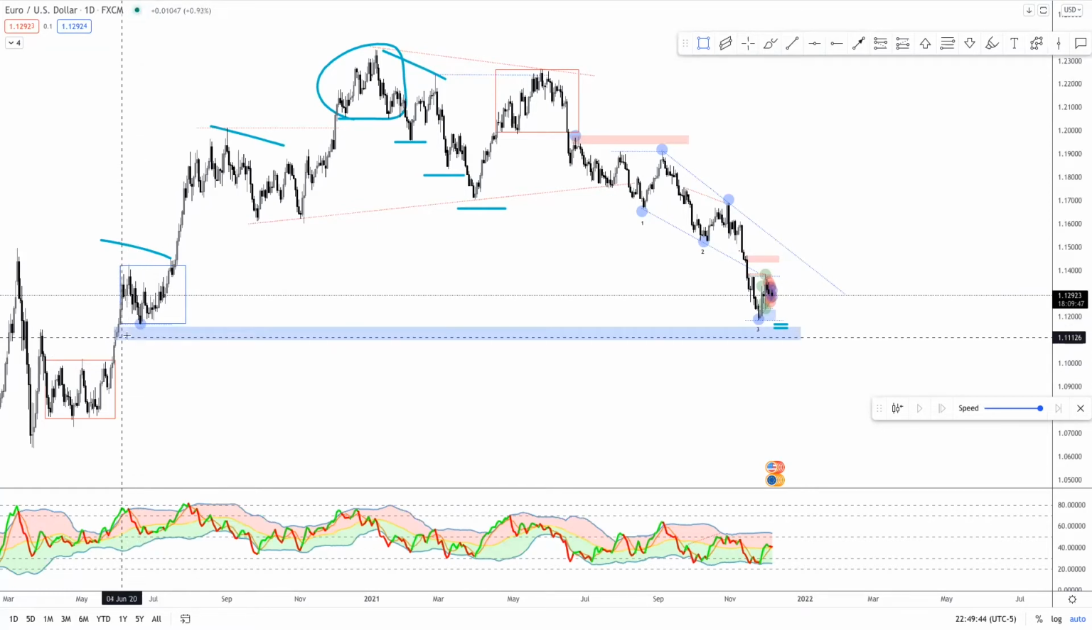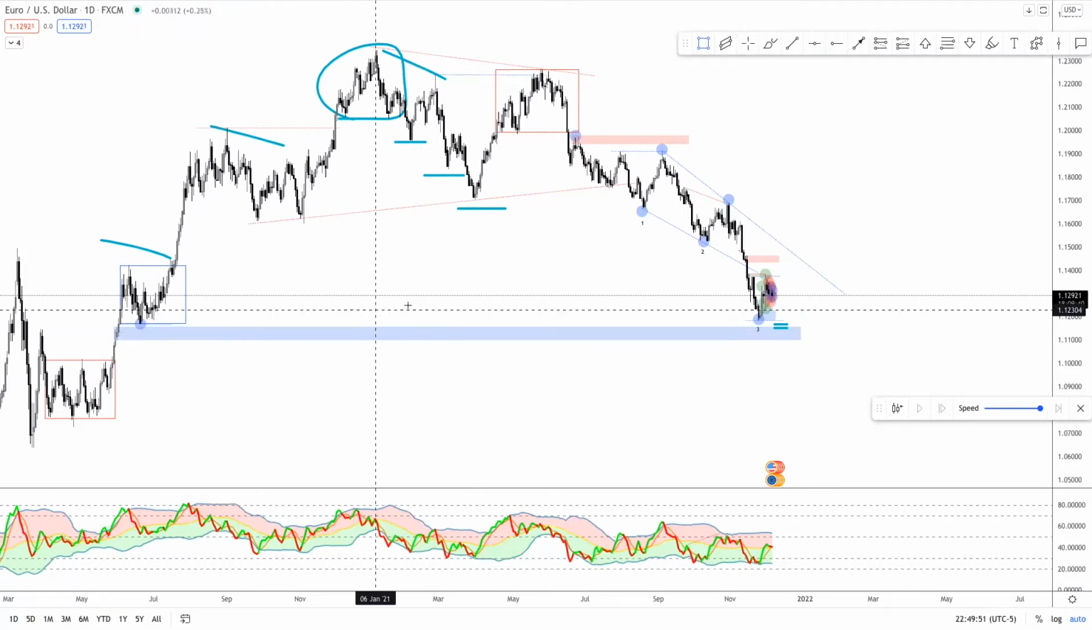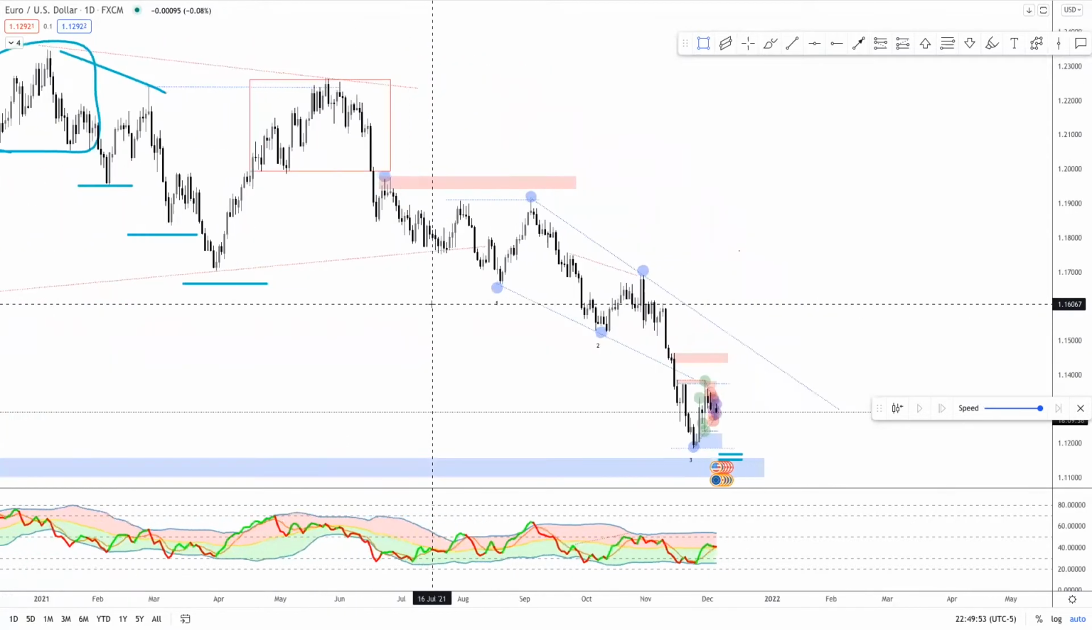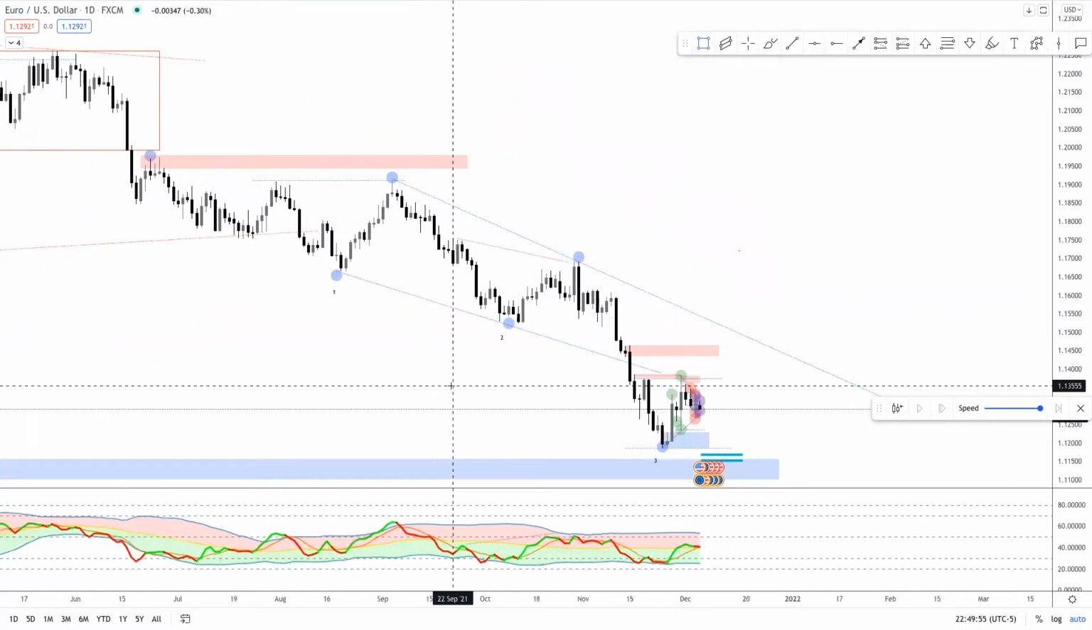I would assume that once it comes into this imbalance, am I going to take an instant entry? Absolutely not. But it is a POI and it is an area where I'd be looking for buys. Now, to look a little bit more introspective into this area here, what am I seeing?